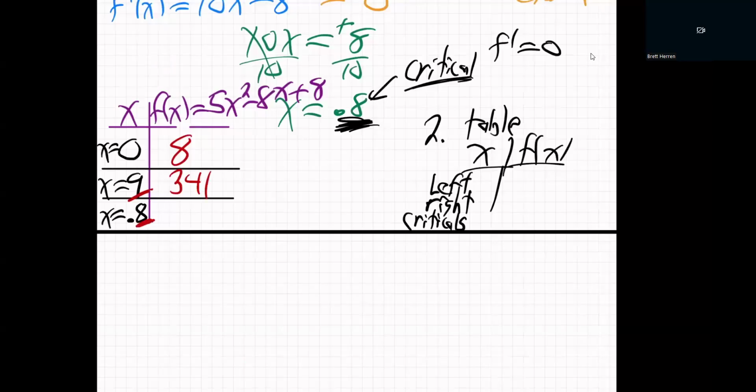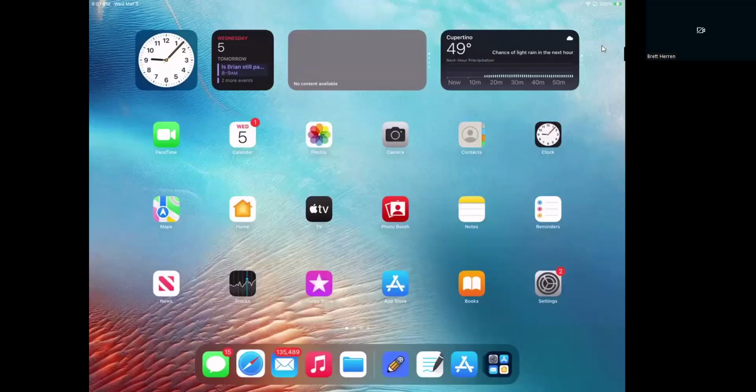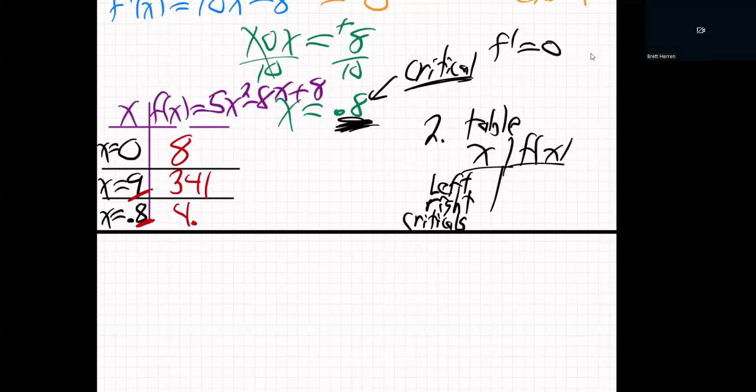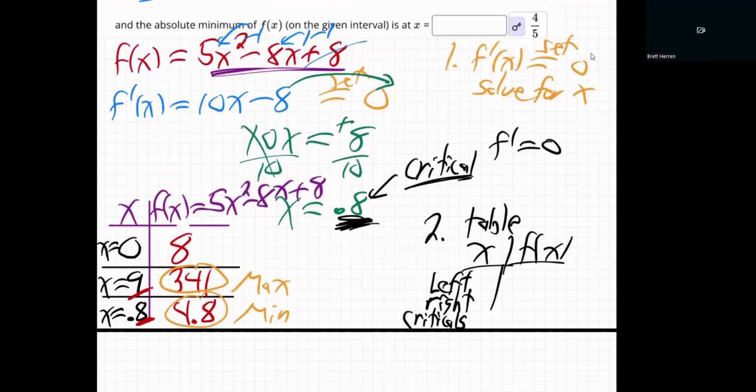And finally, I'm going to put in 0.8. What do I get? 4.8. Okay, so what's the biggest? What's the smallest? This is obviously the max. This is the biggest one. And this one's the min. This one's the smallest, 4.8. So there's our absolute max and min.